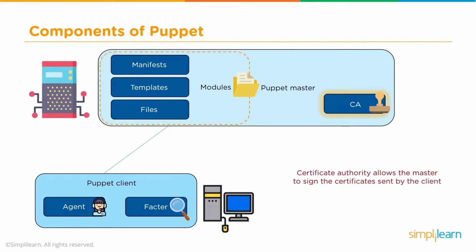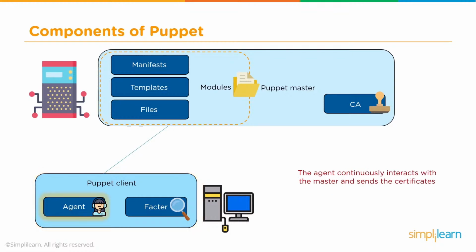You would apply a certificate of authority to sign the actual documents so that the clients actually know that they're receiving the appropriate and authorized modules. Outside of the master server where you'd create your manifests, templates, and files, you would have Puppet Client, a piece of software that is used to configure a specific machine.